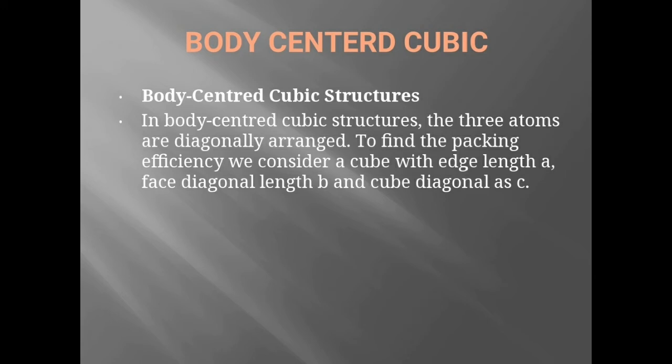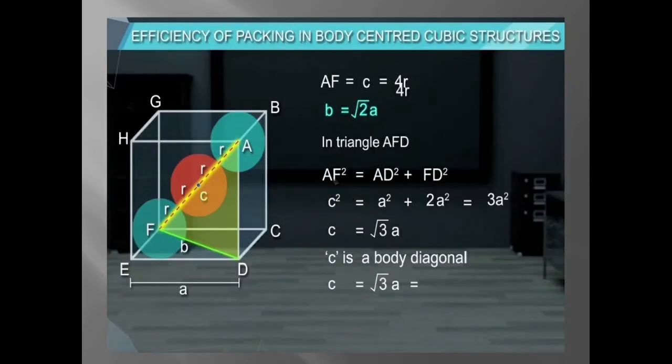Next one, body centered cubic. In the body centered cubic structure, the atoms are also diagonally arranged. To find about this packing efficiency, we can consider the cube length as a, face diagonal length as b, and cube diagonal as c. So small letters a, b and c. There are three things which are given in this diagram. So AF, it represents the diagonal represented as c, which is equal to 4r. And then b represents root 2a.